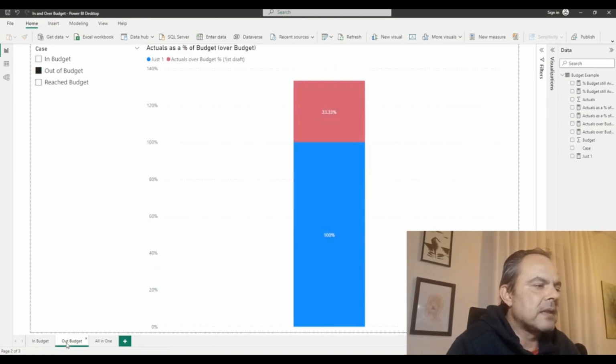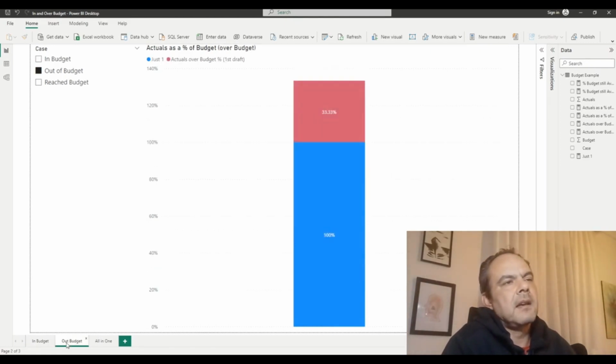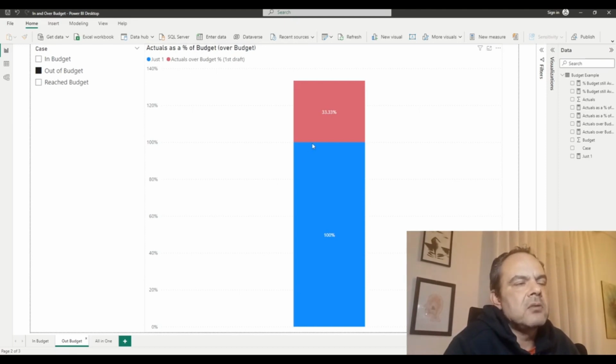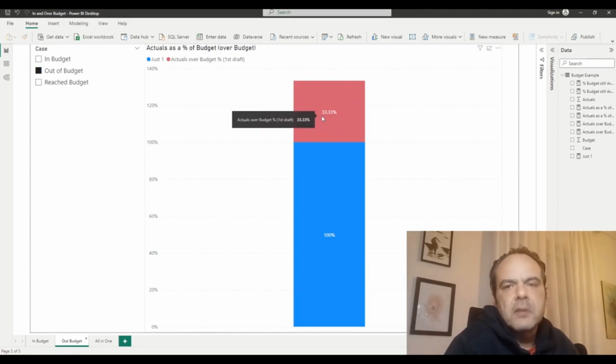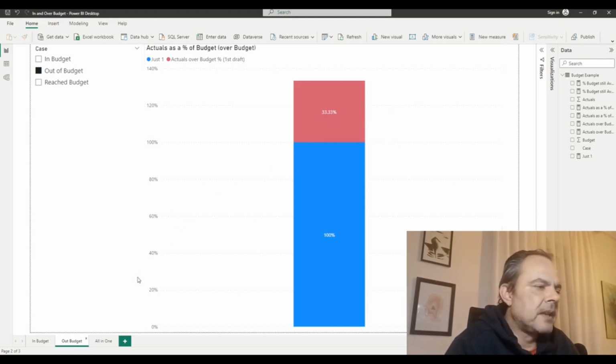But when the expenditure increased and passed the budget threshold, they wanted to see that extra expenditure in red as a percentage of the original budget as well. So effectively they wanted to combine these two graphs in one graph.